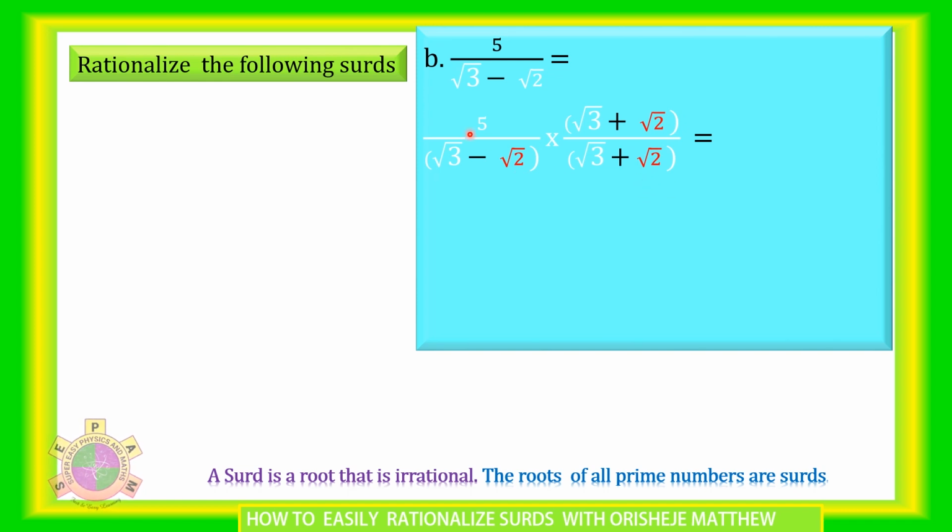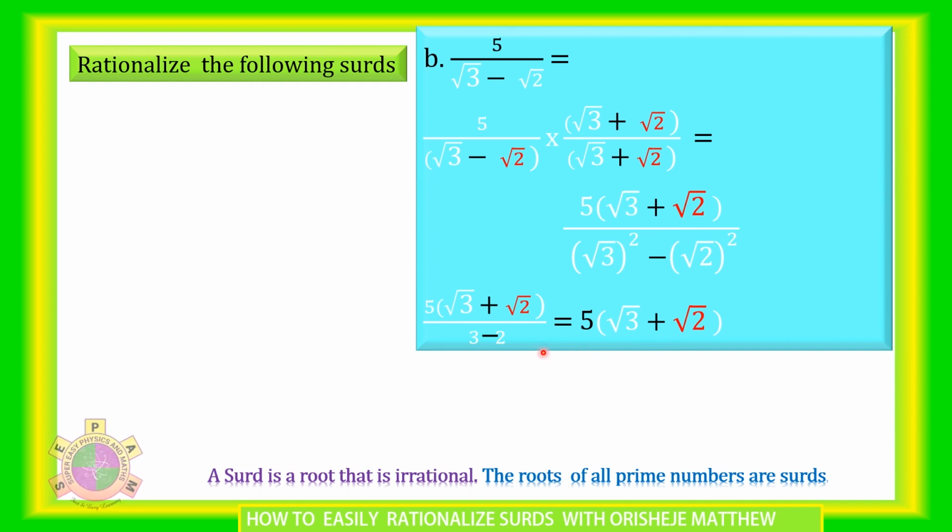Use it to multiply. So 5 multiplied by root 3 plus root 2 will give 5 times root 3 plus root 2. Then the denominator is difference of two squares. Root 3 take away root 2 multiplied by root 3 plus root 2, as we explained earlier, will become root 3 squared take away root 2 squared if you expand. So root 3 squared is the same thing as 3 take away 2, which is 1. The denominator is 1. So the final answer is going to be 5 into root 3 plus root 2.